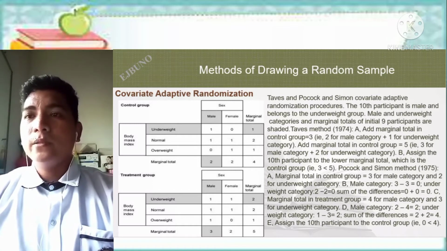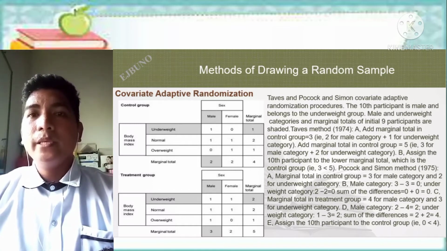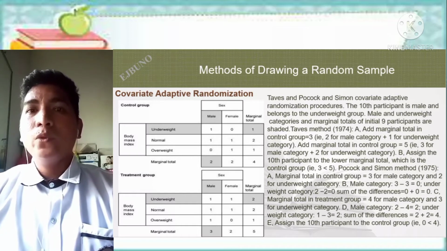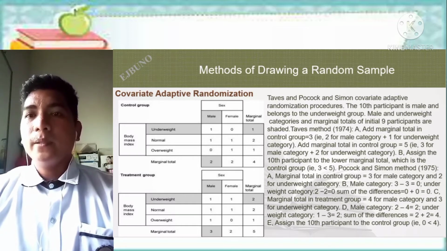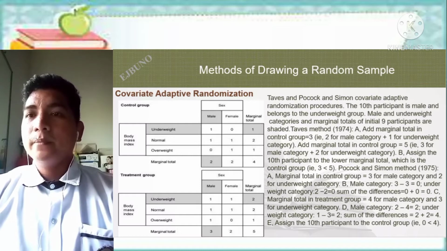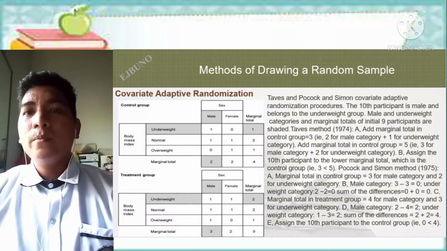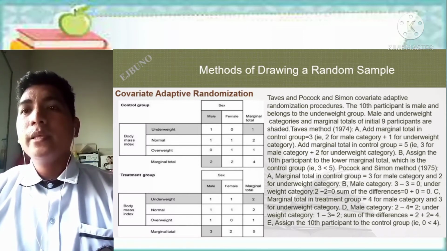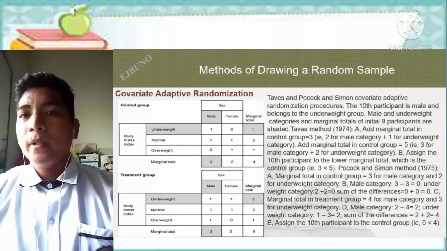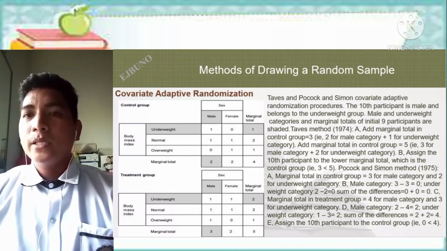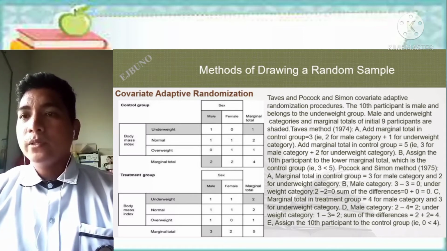Pocock and Simon method, 1975. A: marginal total in control group equals 3 for male category and 2 for underweight category. B: male category 3 minus 3 equals 0. Underweight category 2 minus 2 equals 0. Sum of the differences equals 0 plus 0 equals 0.